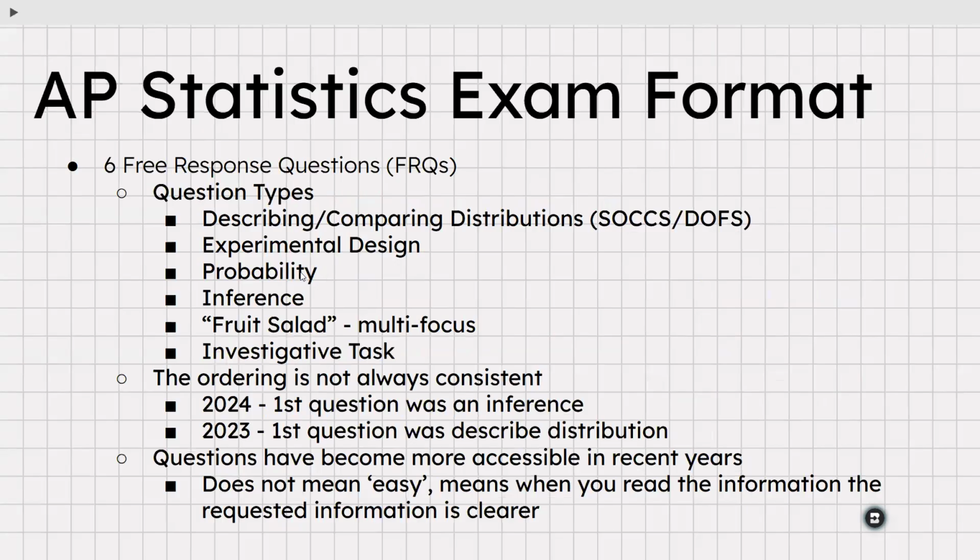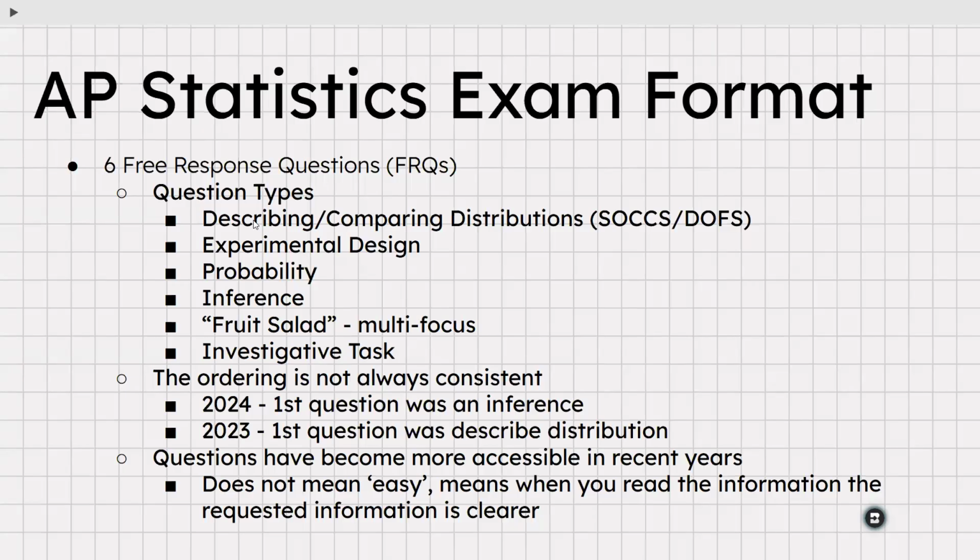Probability and random variables will be a question. That's three. Inference will be a question. That's four. The multi-focus question, which I like to call fruit salad, is the fifth one. What that means is it's a little bit of each one of these. It might be like, hey, what is the median of this?